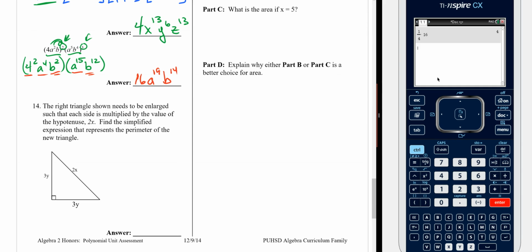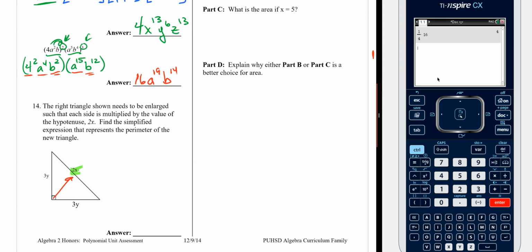Alright, number 14. Right triangle shown needs to be enlarged such that each side is multiplied by the value of the hypotenuse, which is 2x. We know that's the hypotenuse because it's across from the right angle. Find a simplified expression that represents the perimeter.